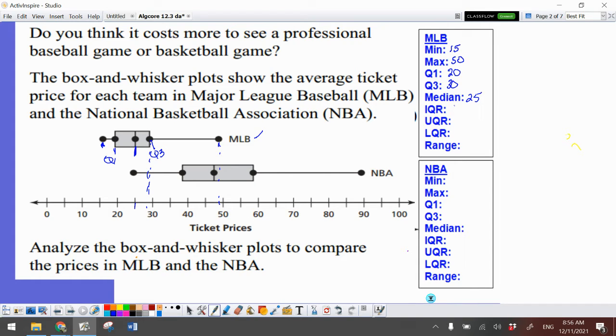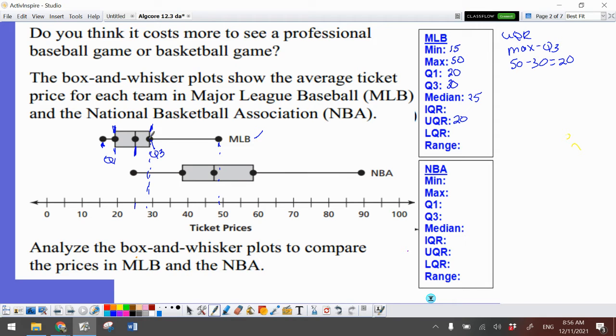Okay, so our UQR, that is our max minus our Q3. Our maximum was 50, our Q3 was 30, so 50 minus 30 is going to give me a value of 20. So what the IQR is actually asking for is how big the box is. Oops, I take that back. That's the UQR. Get my numbers right here. So the UQR was 20.